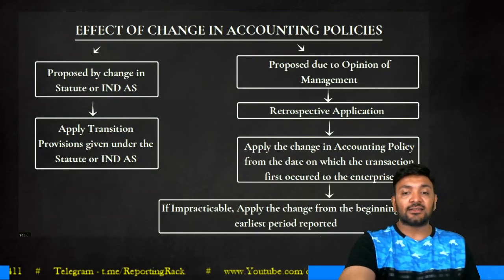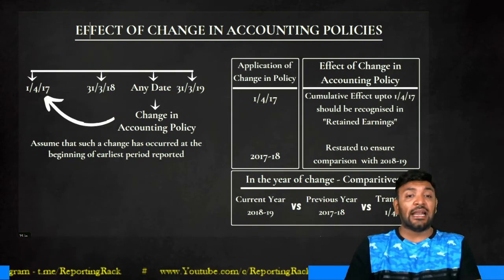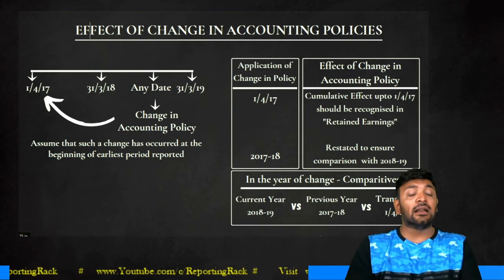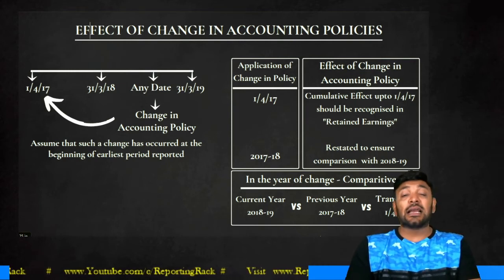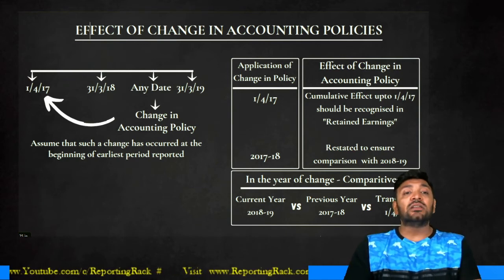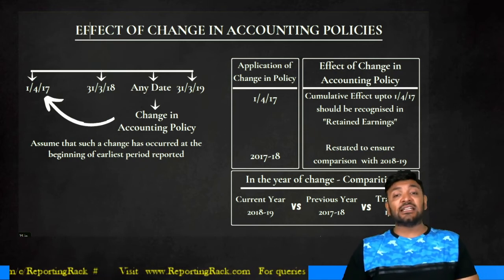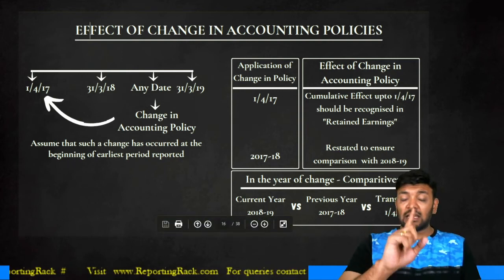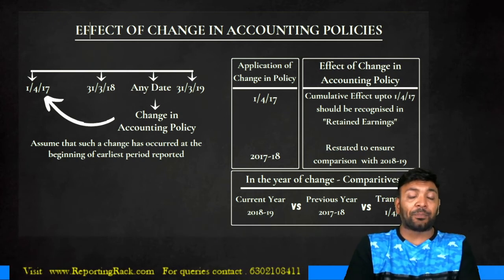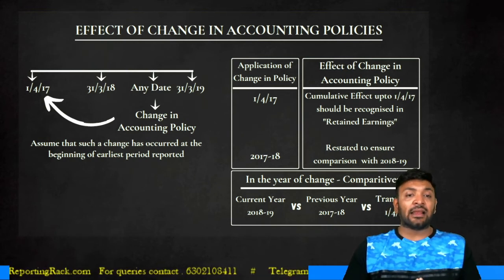Let's look at what the PDF says. Change in accounting policy for the year 2018-19 has to be given effect from 1st April 2017. Assume that such a change has occurred at the beginning of earliest period reported. Guys, remember this language you will come across even under Ind AS 33 when we talk about shares issued for nil consideration, where there is a change in number of shares without commensurate change in enterprise resources. Remember, the language will be the same. Application 1st April 2017, that is the beginning of the previous period, previous financial year. Cumulative effect up to 1st April should be recognized in retained earnings.